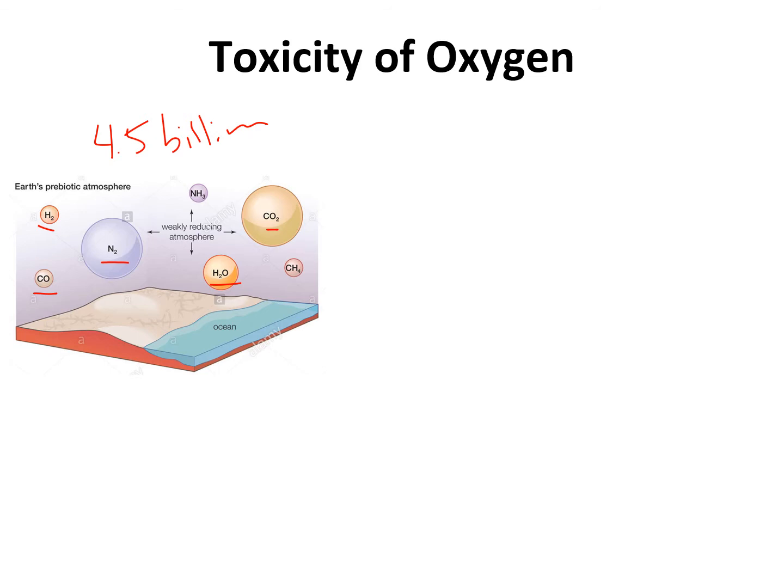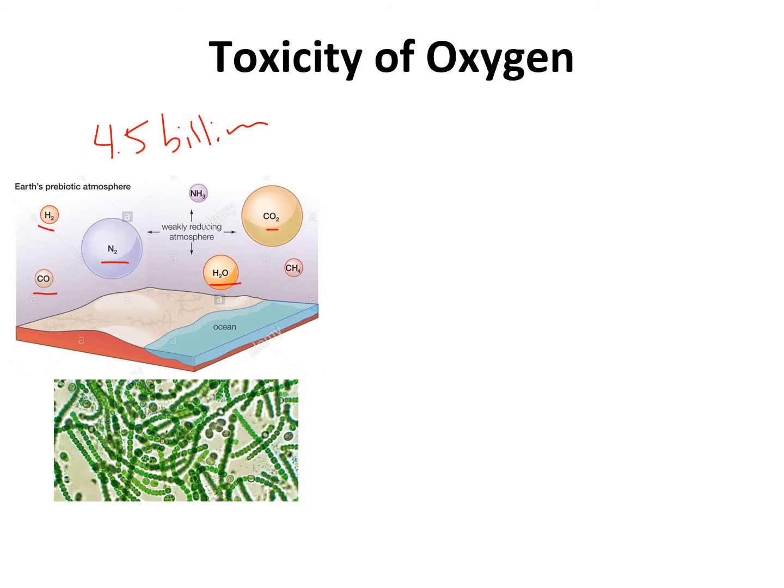So the first cells to evolve were most likely autotrophs. They were photosynthetic cells because there was no source of organic molecules on the planet at that time. So they had to be self-feeders, autotrophs.